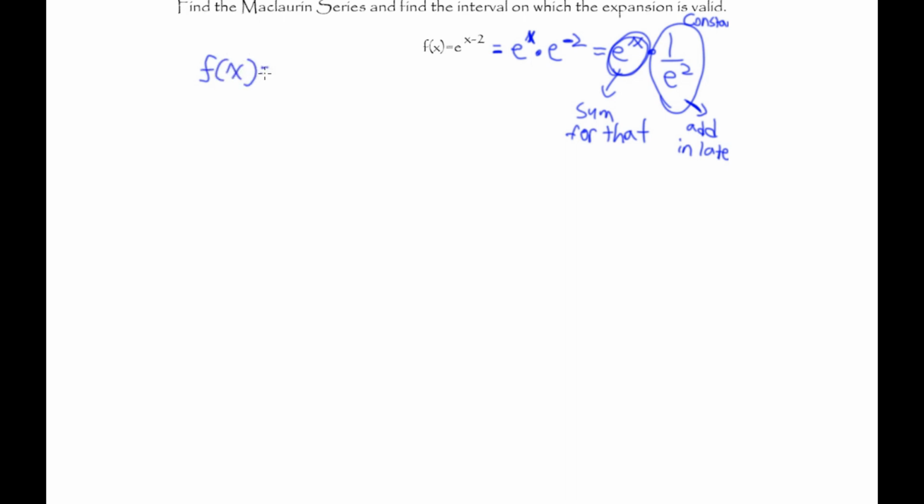So our f of x, let's just call that e to the x right now. I don't want to deal with the constant 1 over e squared. It would work if you were to do it inside and consider it part of the f of x that we're doing. Because it's Maclaurin, it's given to us that this x value is 0, because of the word Maclaurin.